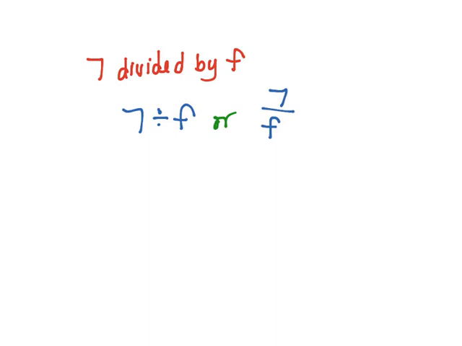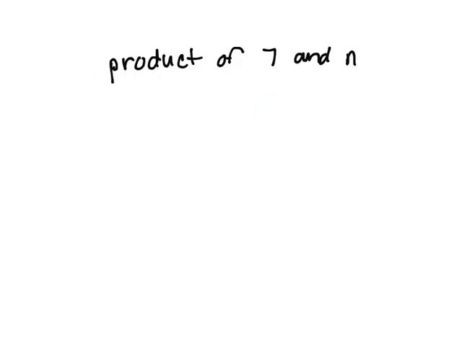Let's do another one. Product of 7 and n. Okay, product means what? That's the answer to a multiplication problem. So I know I'm multiplying 7 and n. So I could say 7 times n. But again, we can just stick them together like that and put 7n. That means the same thing. But that 7n is how you're going to see it most of the time.